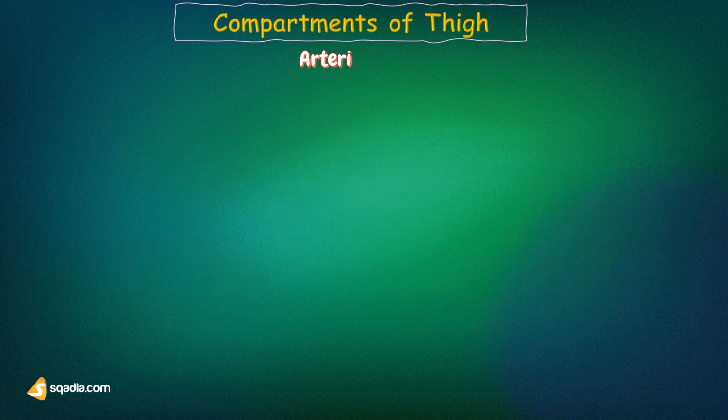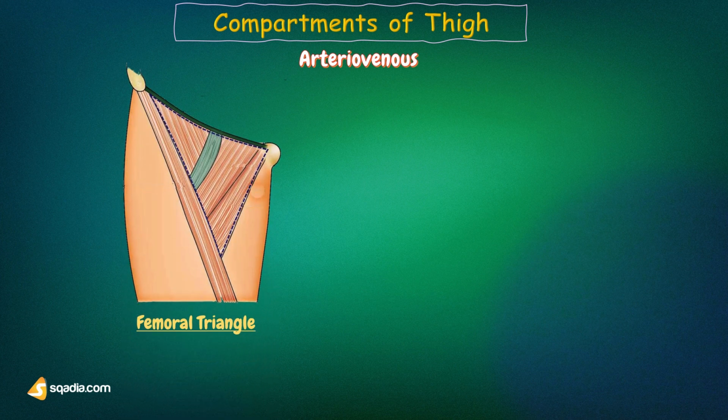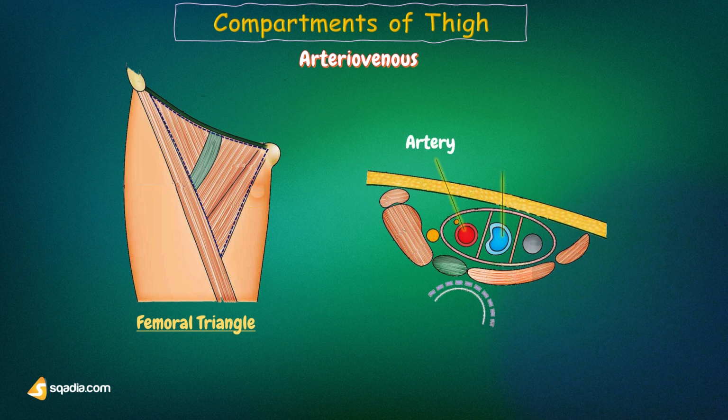As for the arteriovenous supply, the major artery, vein, and lymphatic channels enter the thigh anterior to the pelvic bone and pass through the femoral triangle.